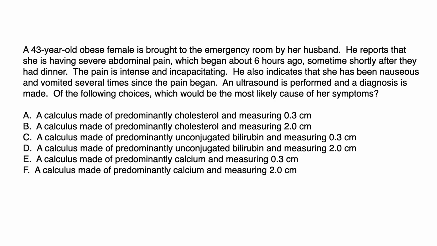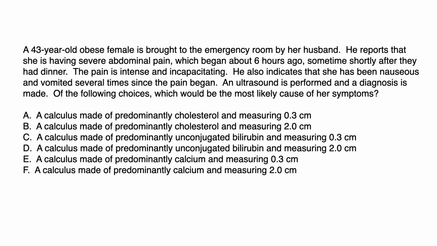So with this, basically the decision is between cholesterol and what makes up the stone. The most common stones are going to be cholesterol. The unconjugated bilirubin would be possible, but there's nothing in her history that would represent that. So there's no hemolysis or anything like that. And a 43-year-old obese female, right there, it's most likely to be cholesterol.